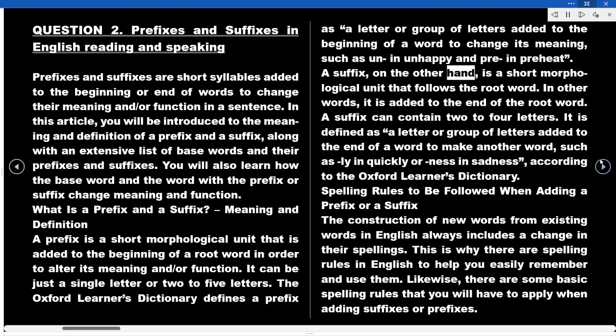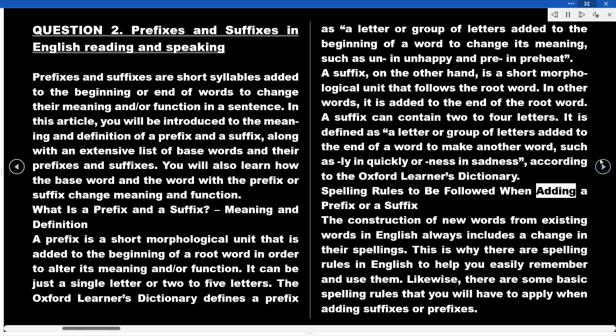A suffix, on the other hand, is a short morphological unit that follows the root word. In other words, it is added to the end of the root word. A suffix can contain 2 to 4 letters. It is defined as a letter or group of letters added to the end of a word to make another word, such as ly in quickly or ness in sadness, according to the Oxford Learner's Dictionary.